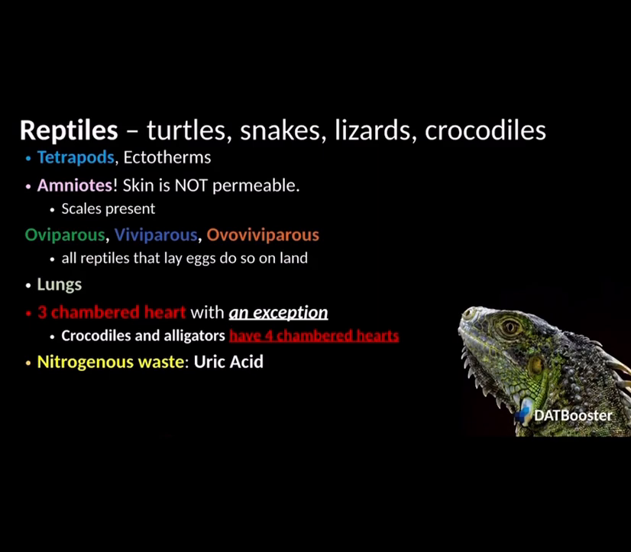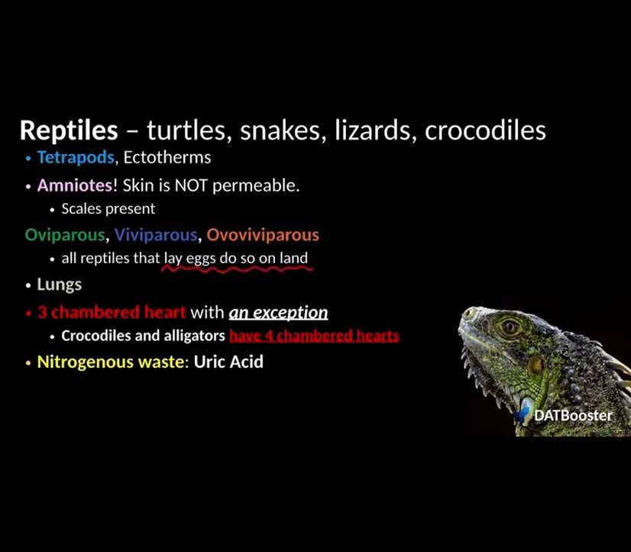Let's look at our first group of amniotes, and that's going to be the reptiles, so turtles, snakes, lizards, and crocodiles, for example. So these are tetrapods, meaning they have 4 limbs, and they're ectothermic. They're amniotes, again, so their skin is not permeable, and they have scales present on their skin. Reptiles also express the 3 forms of producing offspring, namely oviparity, viviparity, and ovoviparity. Oviparous reptiles are always going to lay their eggs on land.